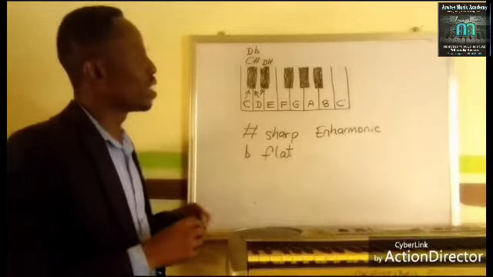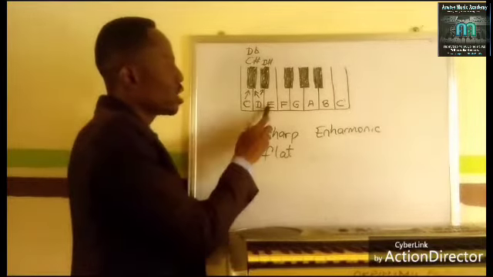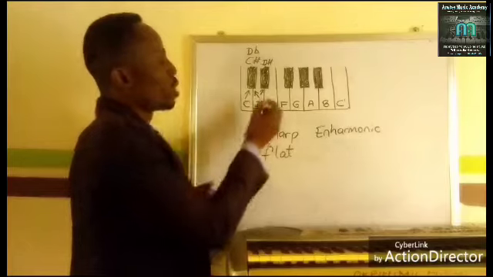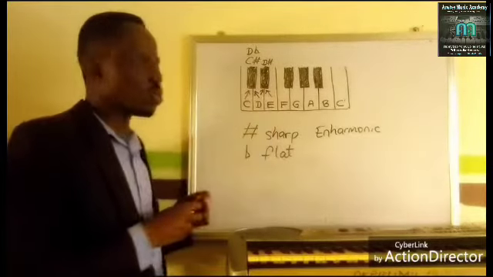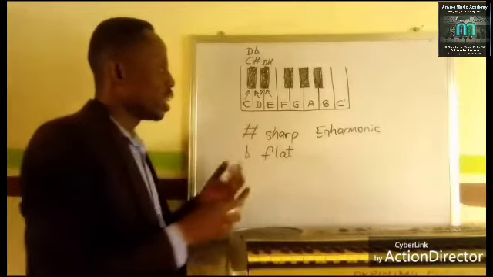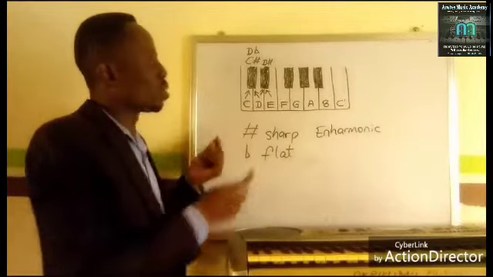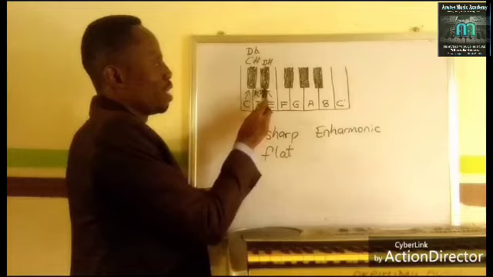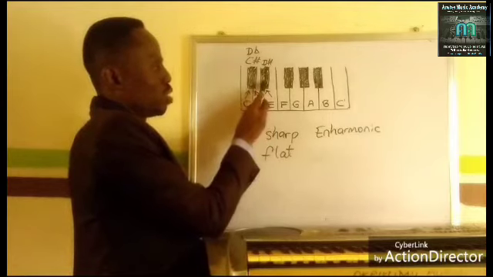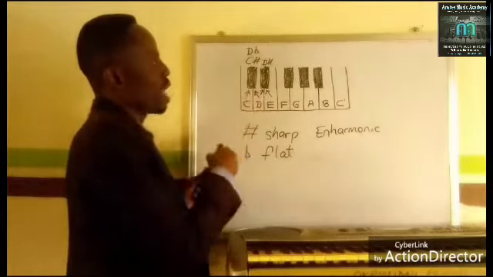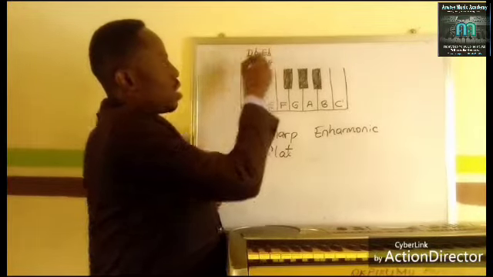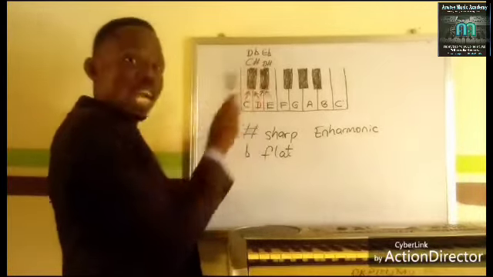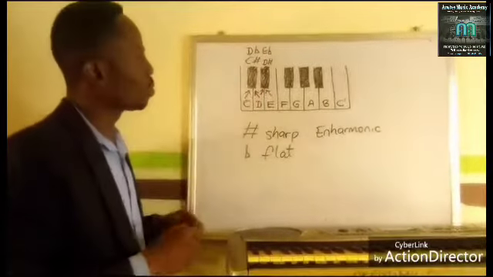But then it can also be named in another way. How? There is a note here. This note is what? E. If I place a flat on E, it will reduce E by a semitone, and then it will land here. From E, moving a distance of a semitone down to this note will give us E flat. Of course, that's another enharmonic note because it has two names. It's either D sharp or E flat.